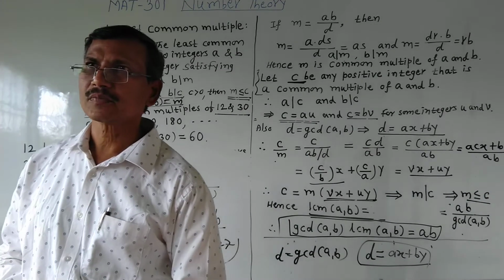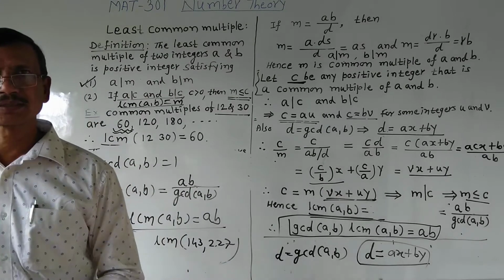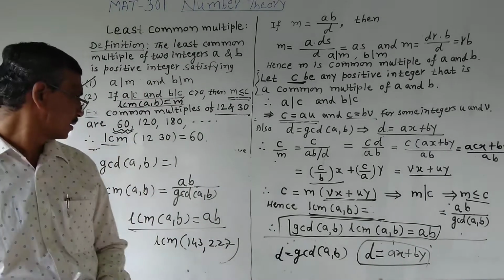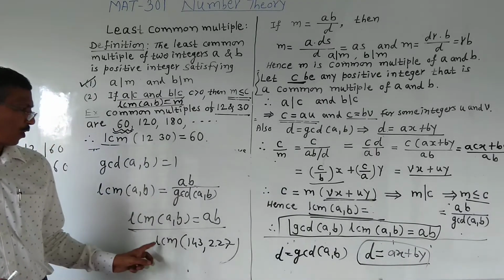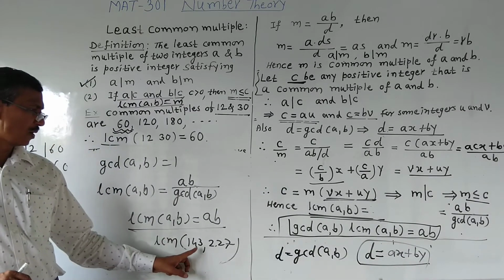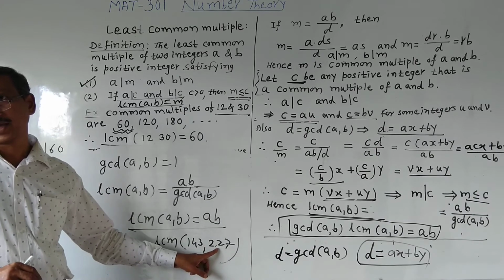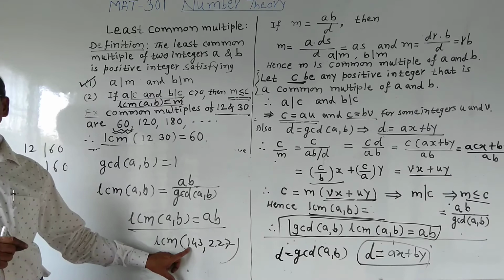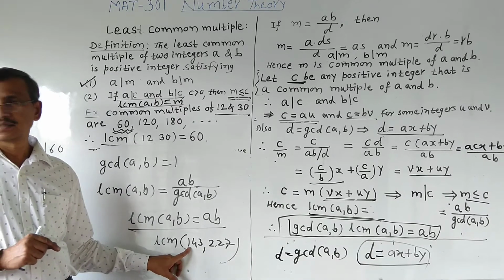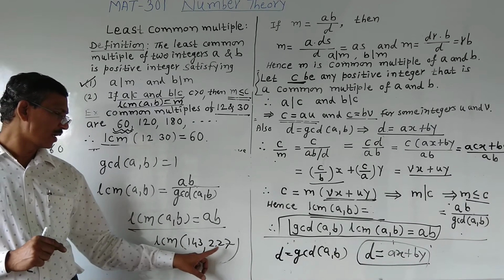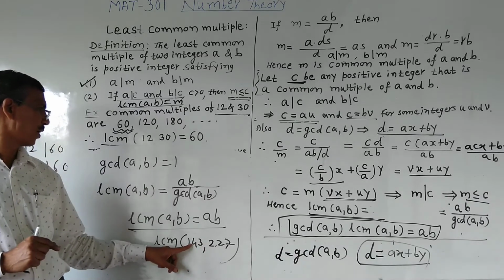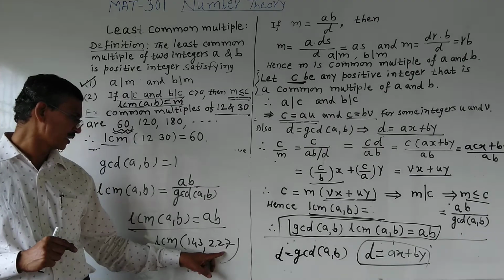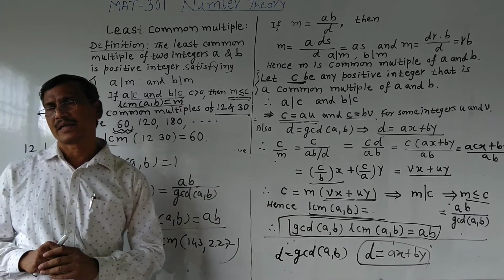Okay, we shall stop with this proof of the theorem, and the problem means find the LCM of 143 and 227. Actually, I have not given the complete solution because already you have obtained it in the previous lecture. You have obtained the greatest common divisor of these two integers. Only you have to put the value of this there, and a into b means 143 into 227, divided by greatest common divisor.